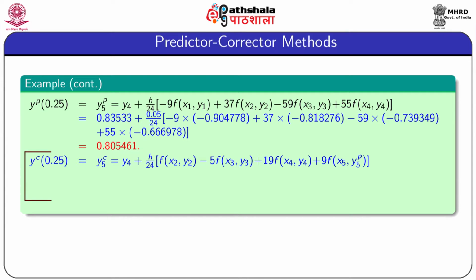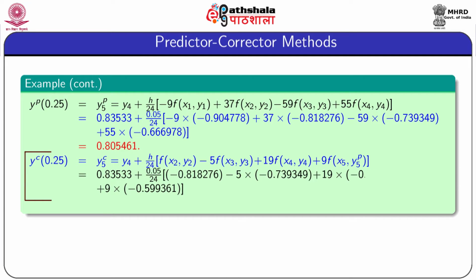Now we correct this value using the corrector formula, that means yc at 0.25 equal to y5c equal to this formula. Substituting the values of functional values at different points, we get this expression, and after simplification it becomes 0.80369. Note that there is some difference between the predictor and corrector values. So we have to repeat the predictor formula to modify or update this value.